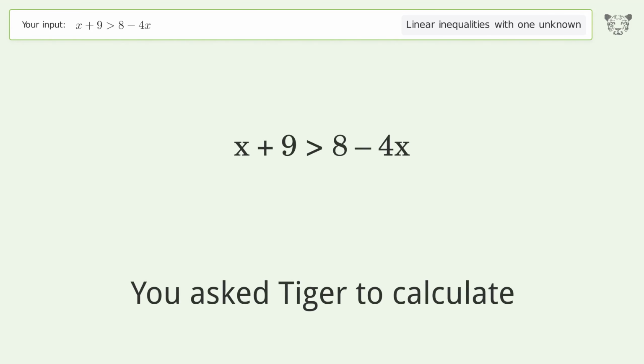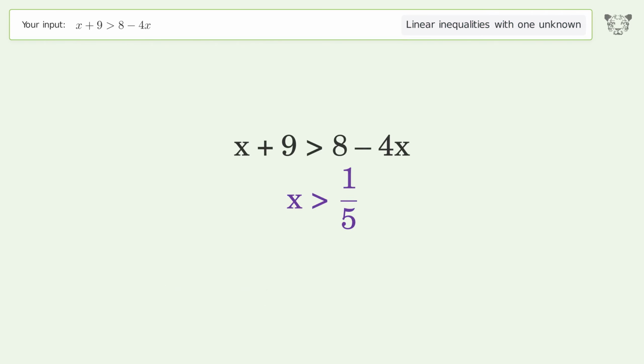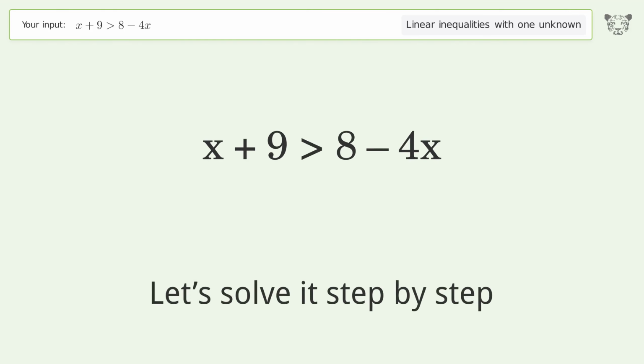You ask Tiger to calculate. This deals with linear inequalities with one unknown. The final result is x greater than -1/5. Let's solve it step by step.